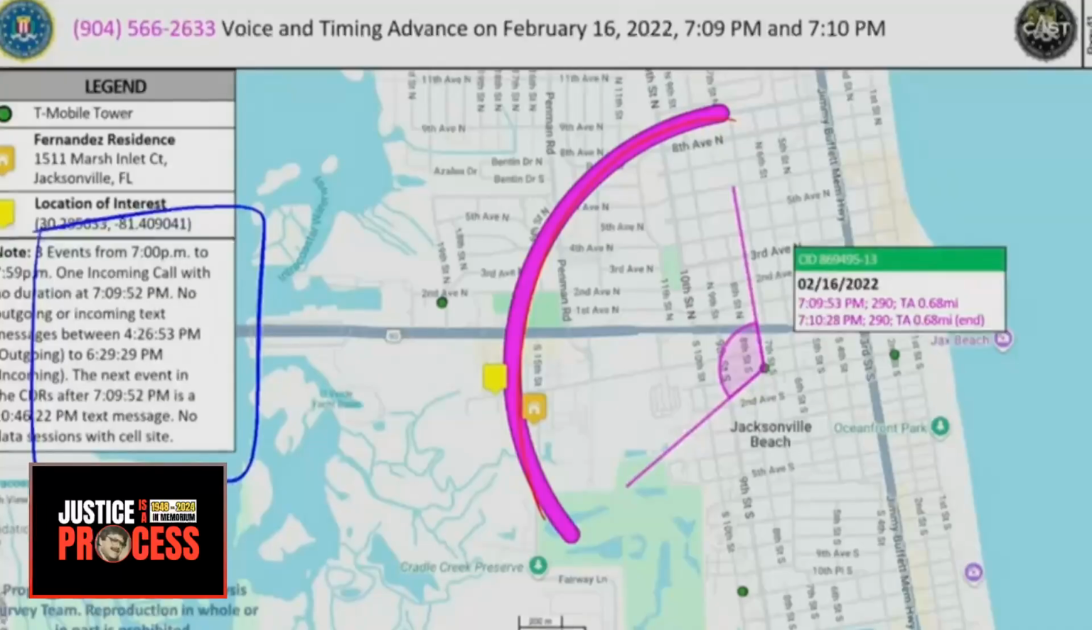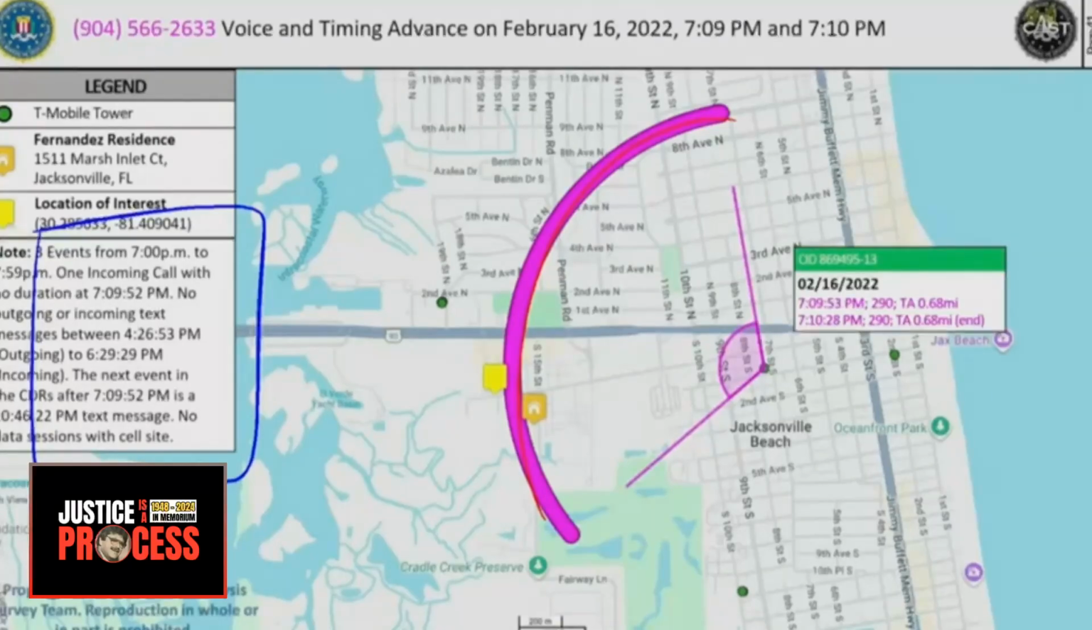On the left, describing the cellular activity during that time frame, there are 3 events from 7 p.m. to 7:59 p.m. related to timing advance and call. So 1 incoming call with no duration, at 7:09:52.